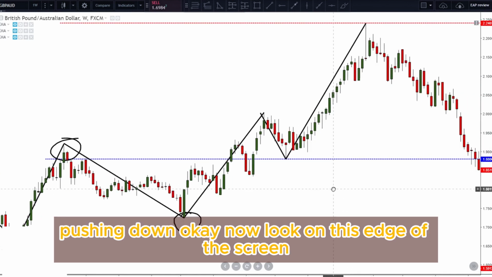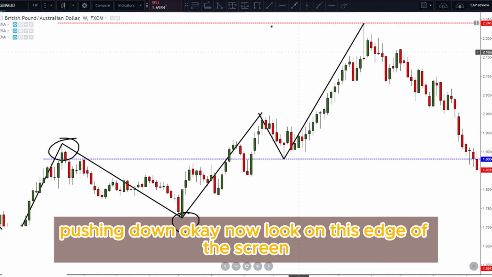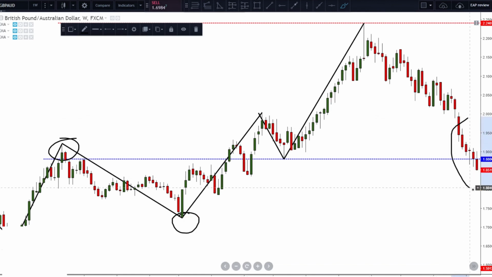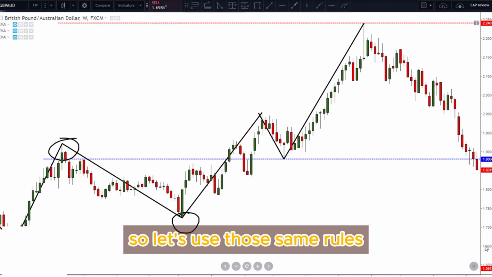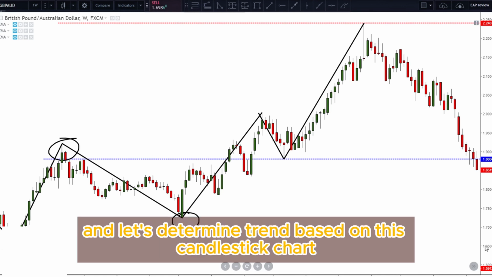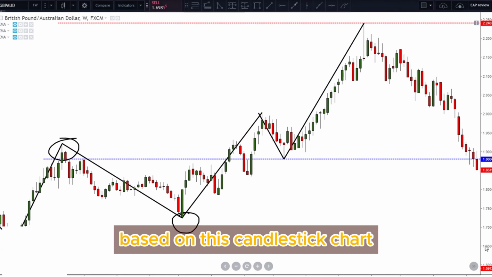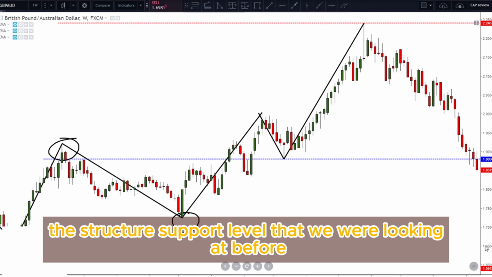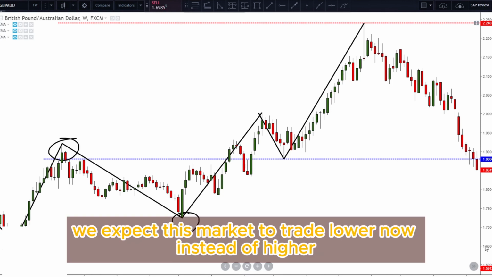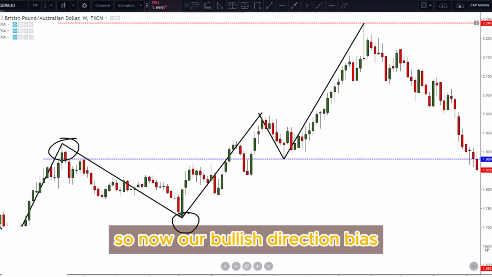Market pushing down. Okay, now look on this edge of the screen, and you can see that we have a break and close below that support level. So let's use those same rules and determine trend based on this candlestick chart. We've now created a reversal. We've now broken the structure support level that we were looking at before. Since we've done that, we expect this market to trade lower now instead of higher. So now our bullish direction bias, our long bias, is gone completely.